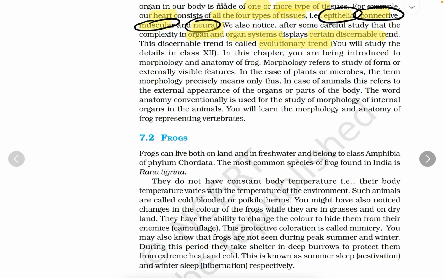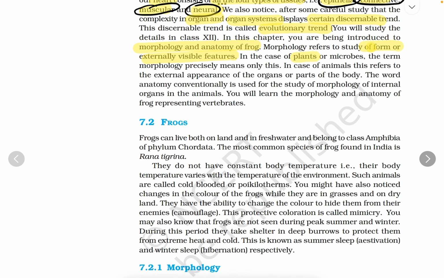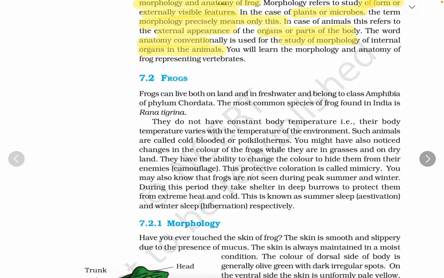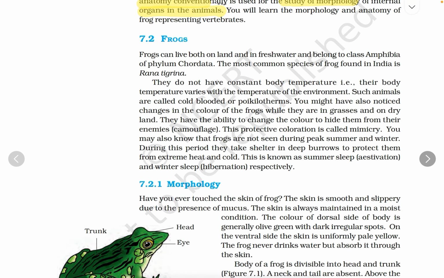In this chapter we'll be learning about the anatomy and morphology of a frog. Morphology refers to the study of form or externally visible features, as I told you in the previous chapter. In case of plants or microbes, the term morphology precisely means only this. In case of animals, it refers to the external appearance of organs or parts of the body. The word anatomy conventionally is used to study the morphology of internal organs of animals. So we'll be learning about internal organisms.